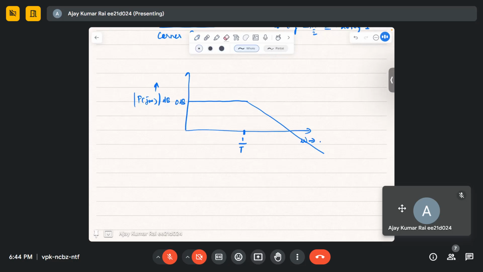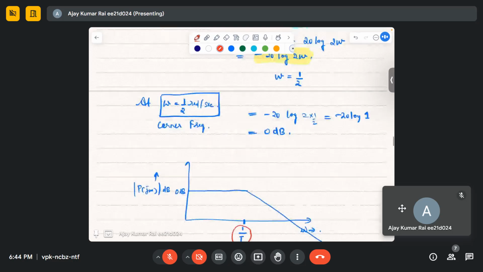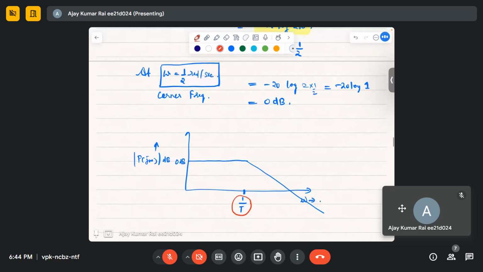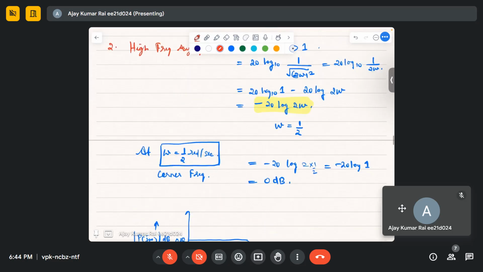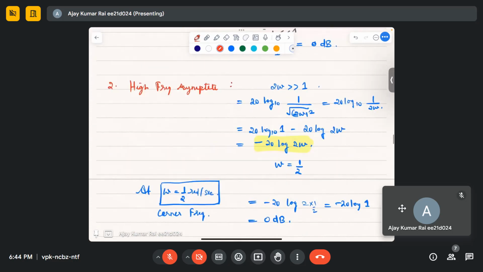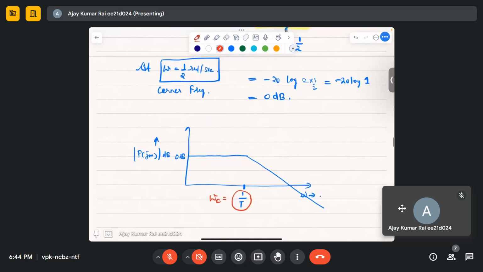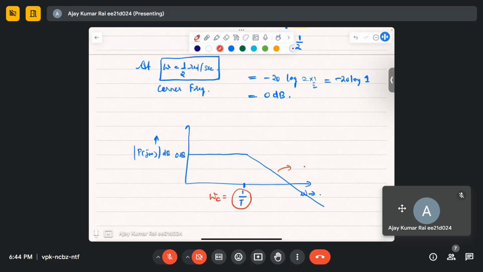Okay, so this is the corner frequency. That's what we have calculated. T was equal to 2, so omega is equal to 1 by T. And its slope is what? Minus 20 dB per decade.